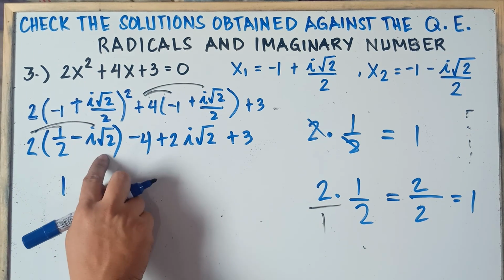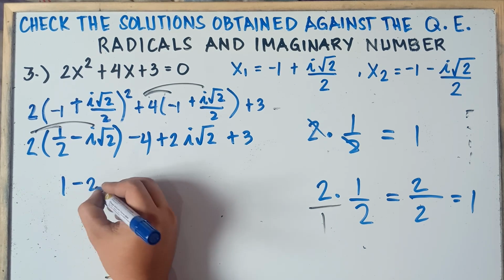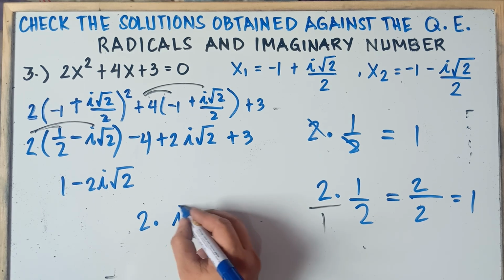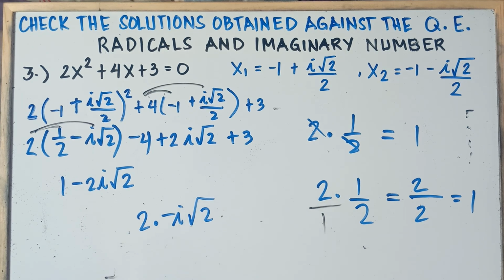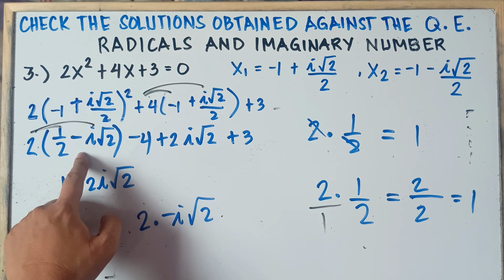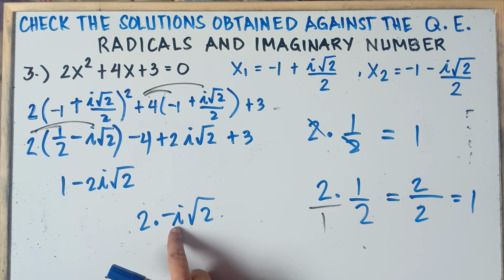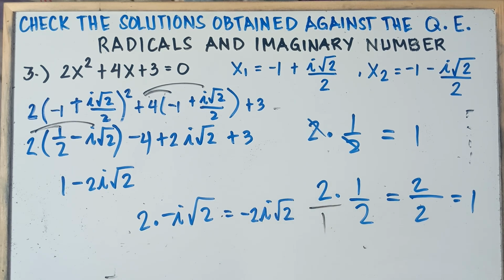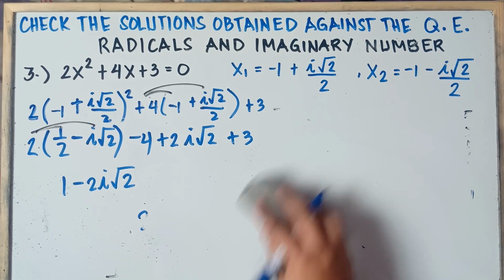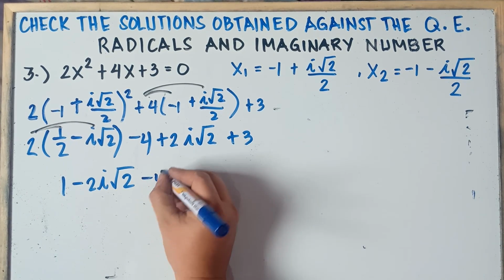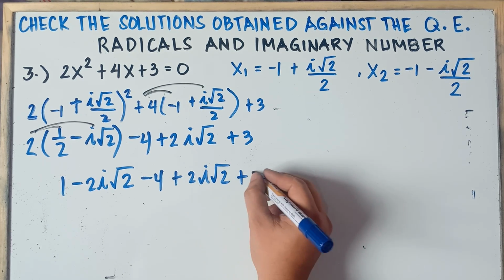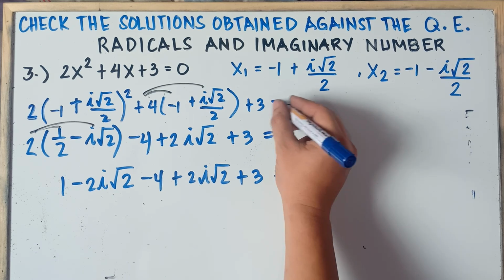And then 2 times this equation, that would be negative 2I square root of 2. Once again, class, 2 times negative I square root of 2. So 2 times negative I, that's negative 2I. Then copy square root of 2. Alright, and then copy negative 4. Copy plus 2I square root of 2 plus 3 equals 0. Do not forget, class, equals 0.